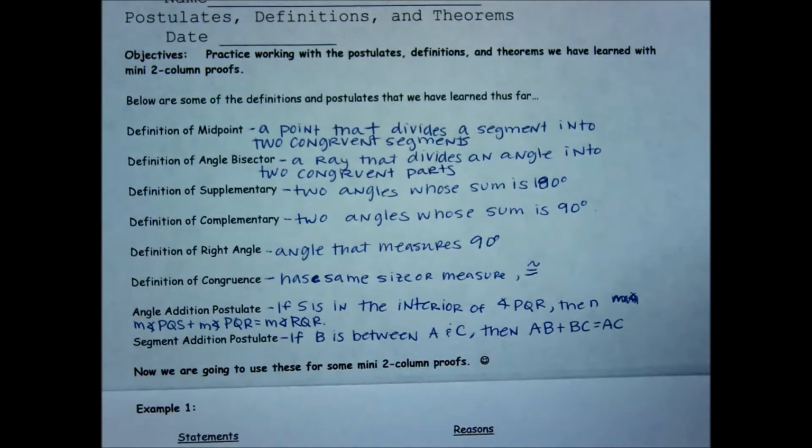Hi guys, today we're going to be looking at postulates, definitions, and theorems. Our objective is to practice working with these postulates, definitions, and theorems that we've learned about, and we're going to use them with many two-column proofs. So proofs are just a way of making statements and then giving a reason for being able to make them. So below are some of the definitions and postulates that we've learned so far.